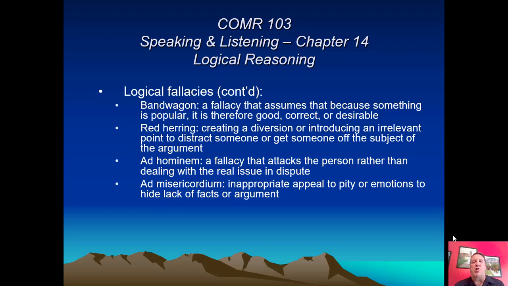So logical reasoning has a lot of great information. This chapter is chock full of great info that you can use. I hope you enjoy chapter 14 and take a few minutes and read through all of these logical fallacies.